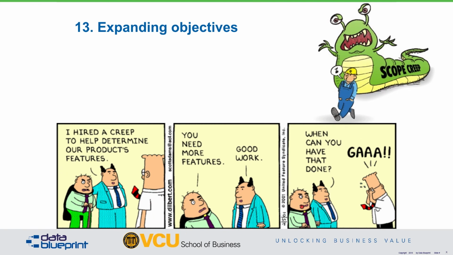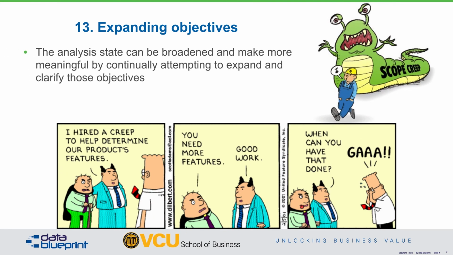Number 13, expanding objectives. The analysis stage can be broadened by making it more meaningful. Expanding the objectives, trying to clarify those particular pieces. This particular one stars something called the scope creep. So the pointy-haired boss in Dilbert has hired a scope creep to help determine our product features, and he says, you need more features. The boss says, good work. When can you have it done? Of course, Dilbert says, oh my gosh, you can't keep adding things to a project that's already over budget, behind schedule, and not delivering what we're trying to deliver.